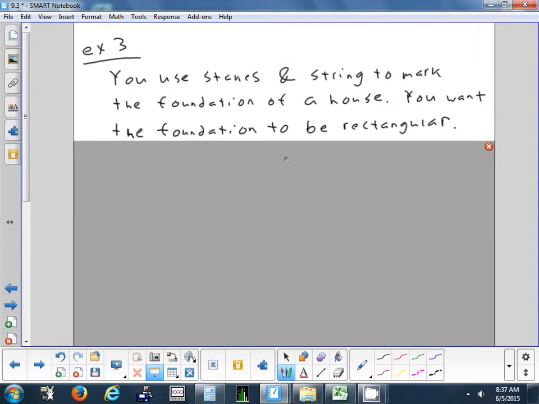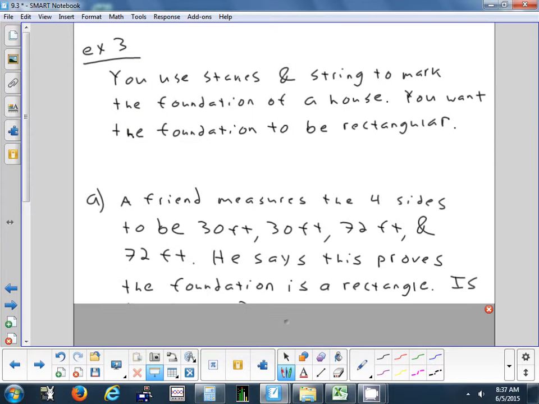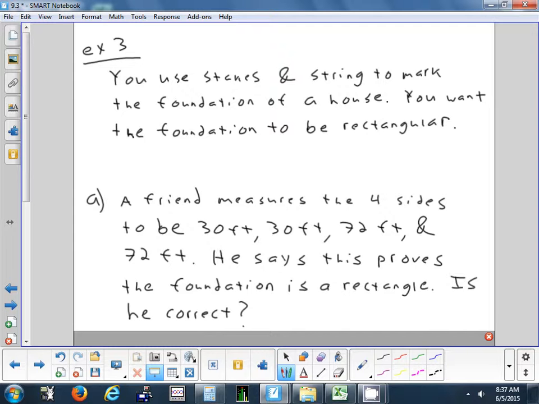All right, so let's finish up with this one. It says you're using strings and stakes to mark the foundation of a house, and you want to make sure that the foundation is rectangular. So when you build it, you want to make sure the walls are perpendicular to each other. After you stake it out, a friend measures the four sides to be 30 and 30 on one side, 72 and 72 on the other. And he says, okay, we're good. The foundation is square. It's a rectangle. Is he correct? Not yet.